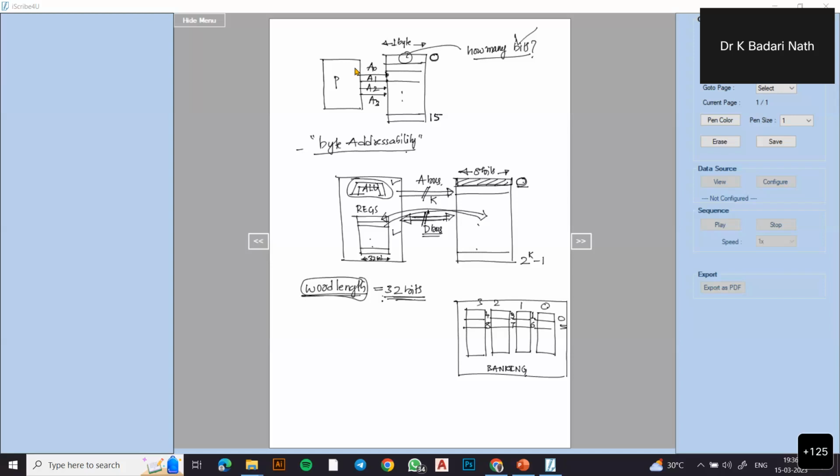If I generate one address, automatically what will happen? I will read 4 bytes, starting from the address, address plus 1, address plus 2, address plus 3. Let's say the processor generates address 0. The moment it generates the address, I will read 0, 1, 2, and 3 also. Then how much data will I get? I will get data of 32 bits, because each bank contributes 8 bits, 8 plus 8 plus 8 plus 8, 32 bits. That is why memories are organized as words, even though memories are byte addressable. So this concept you should be able to understand.